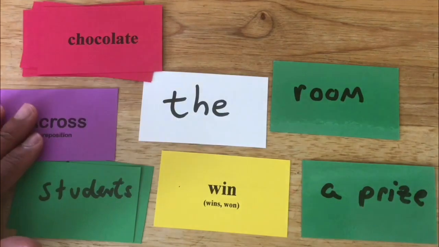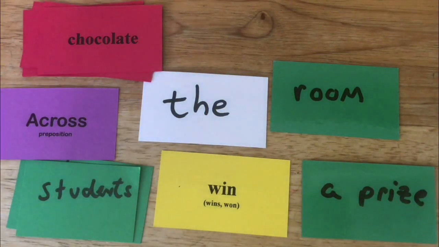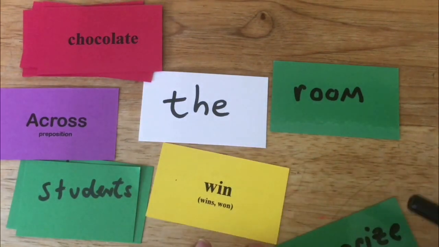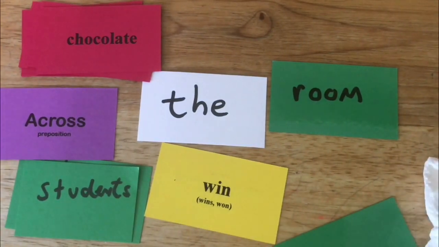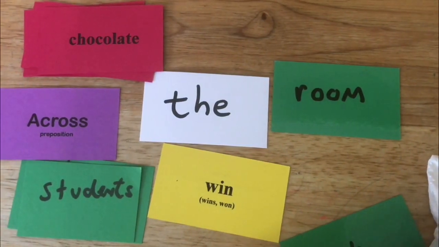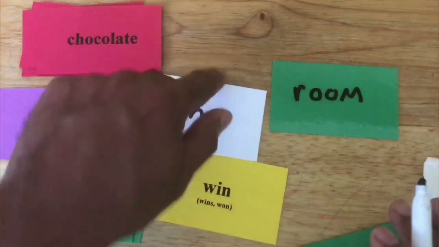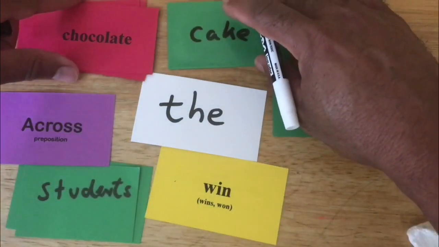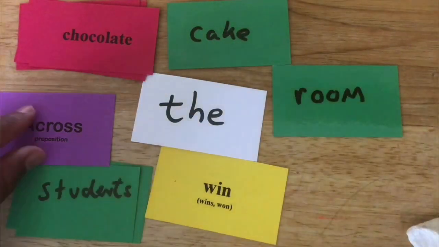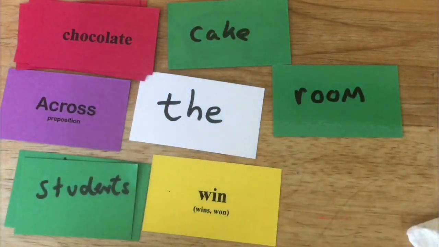Adjectives, of course, talk about nouns. Okay, so I can say any of these nouns, I can change them. I can erase this here and say the chocolate what? Chocolate cake, right? Chocolate what? Chocolate cake. Now I've got a noun here. So that makes sense. Chocolate cake, red and green. Across what? The room. Students won what?